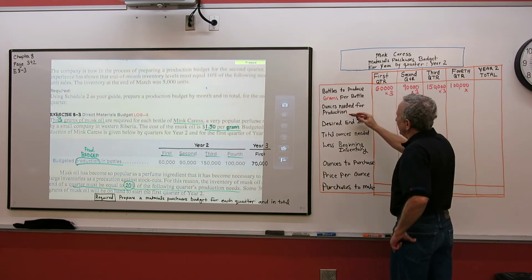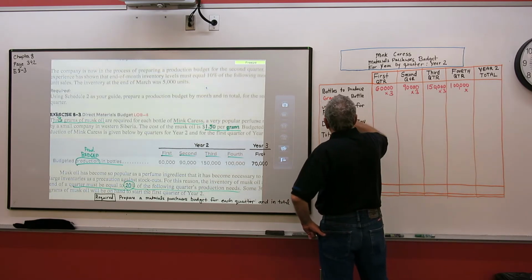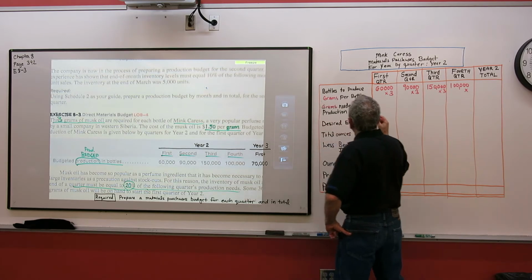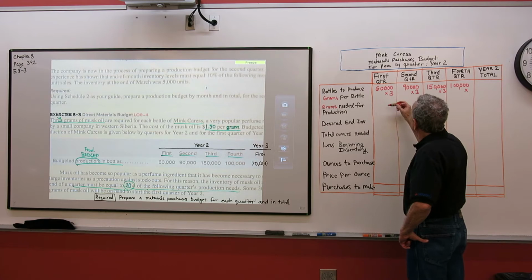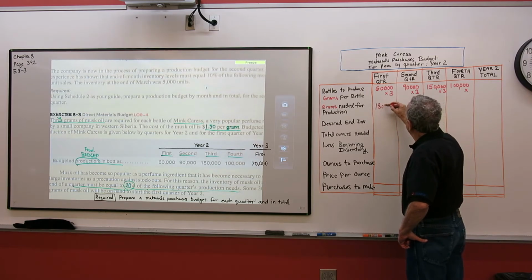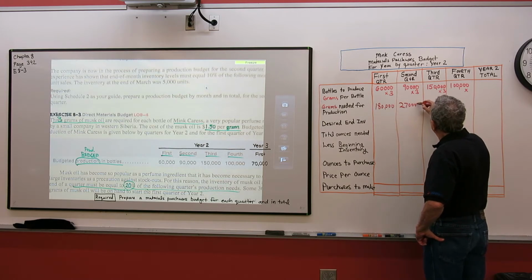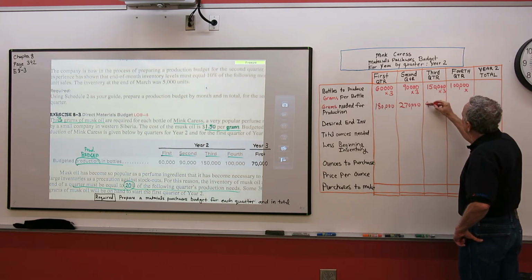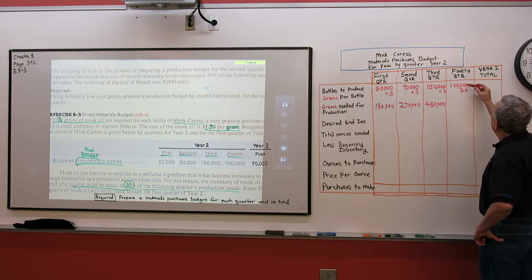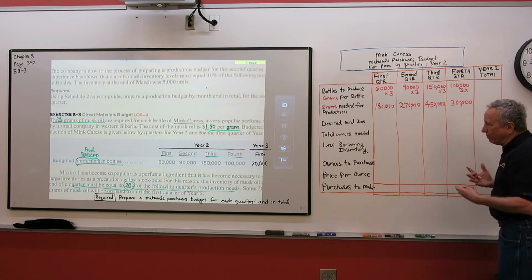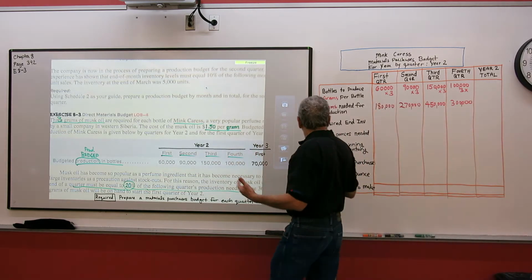And then we'll get the grams needed for production. Once again, that shouldn't say ounces, it should be grams. So 3 times 60,000 is 180,000 grams. 3 times 90,000 is 270,000 grams. 3 times 150,000 is 450,000 grams. And 3 grams times 100,000 is 300,000 grams.